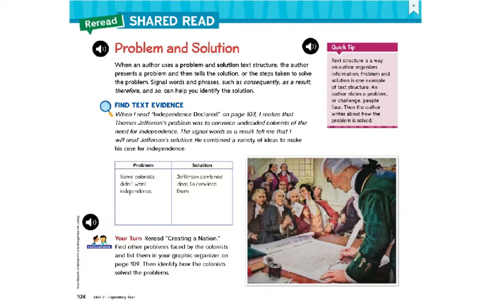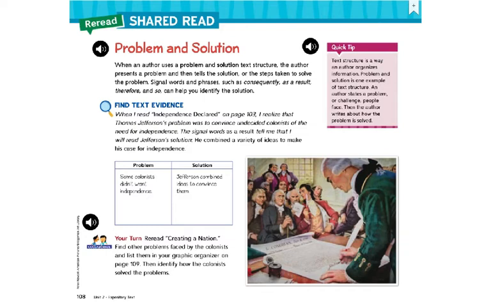So on page 103 of our Reading Writing Companion, which is our workbook, or on page 3 of the document I uploaded, when I read Independence Declared, I realized that Thomas Jefferson's problem was to convince the undecided colonists of the need for independence. The signal words, as a result, tell me that I will read Jefferson's solution. He combined a variety of ideas to make his case for independence.